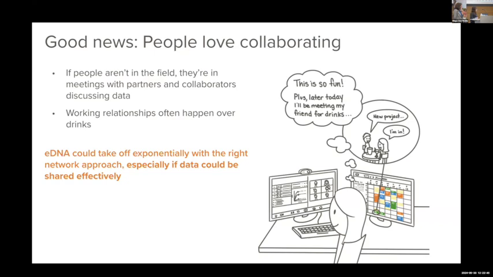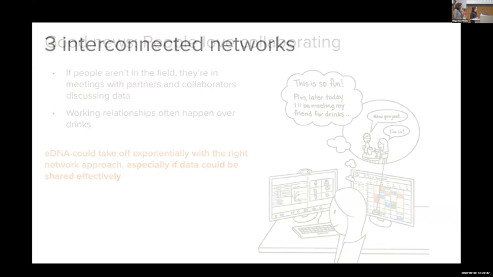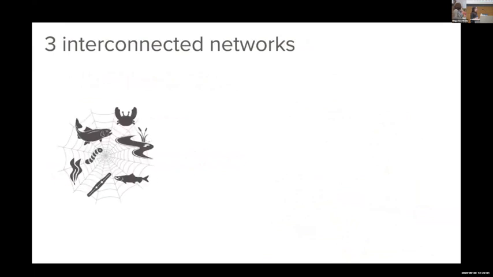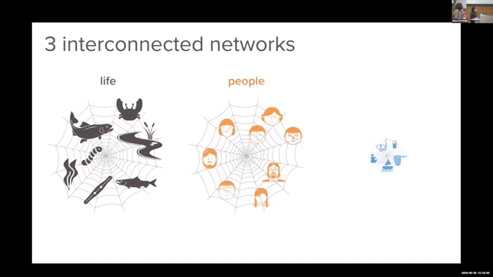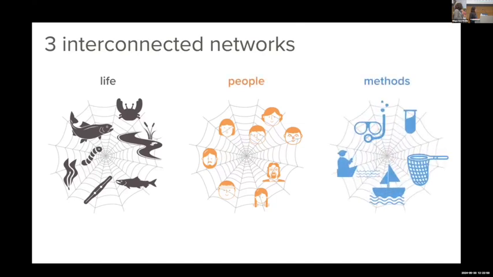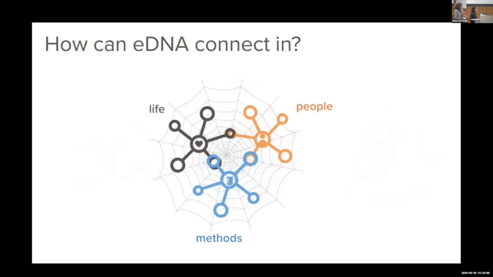But it's not just the networks that people have with each other. We also realized that there are these 3 interconnected networks with all of the life out there in the world and all of the people in the field, but also all the different biodiversity monitoring methods people use. It's not just eDNA, but also other traditional methods. And so the challenge for us was to figure out how to build something where eDNA can connect into those 3 networks. And so now I'll turn it over to Julie to go over our solution for this problem.